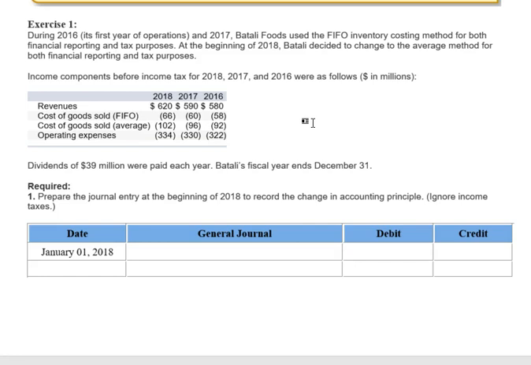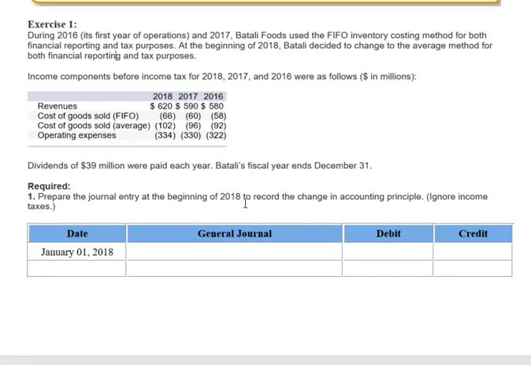At the beginning of 2018, Vitale decided to change to the average method for both financial reporting and tax purposes. The income components before income tax for 2018, 17, and 16 were as follows. So it gives us the information we need. Dividends of 39 million were paid each year. Vitale's fiscal year ends on December 31st.